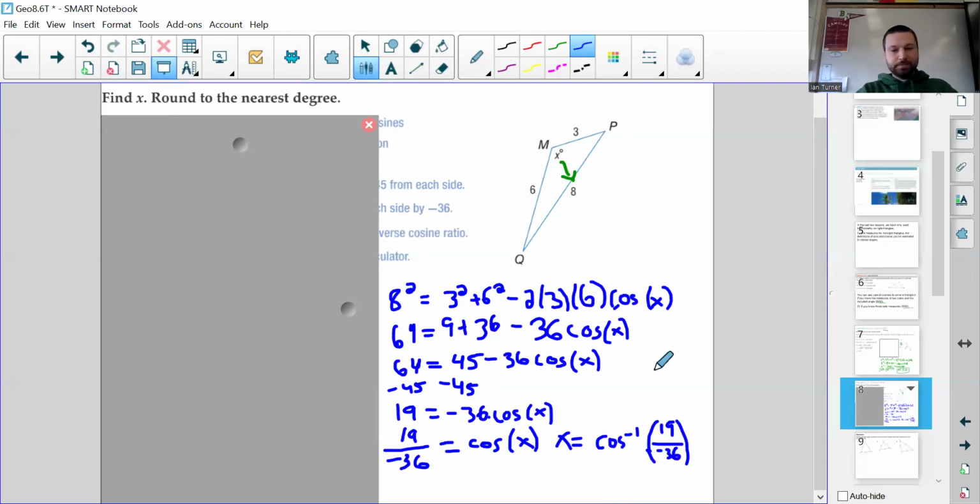Okay, let's see what we get. Inverse cosine. Remember, you've got to go second cosine, 19 divided by, make sure you put a negative with 36. And we get x equals 121.86 degrees. Remember, we're finding an angle here. Okay, which makes sense again. Look at our triangle. It's a nice obtuse angle. 8's definitely the biggest side. So we get x is 121.86.